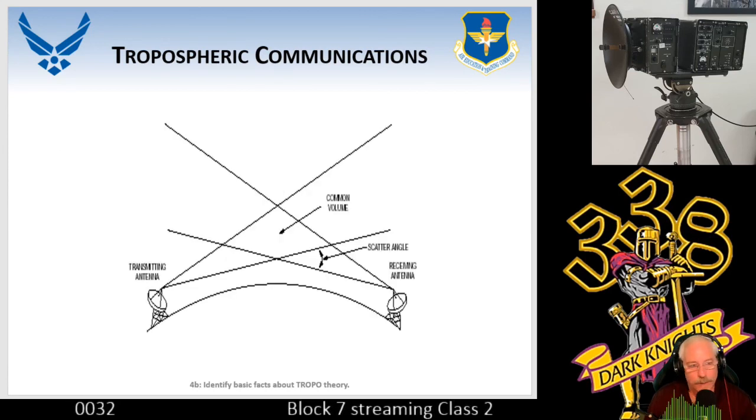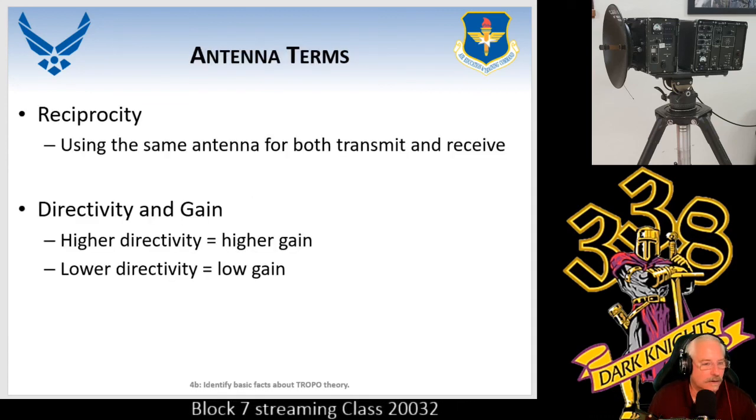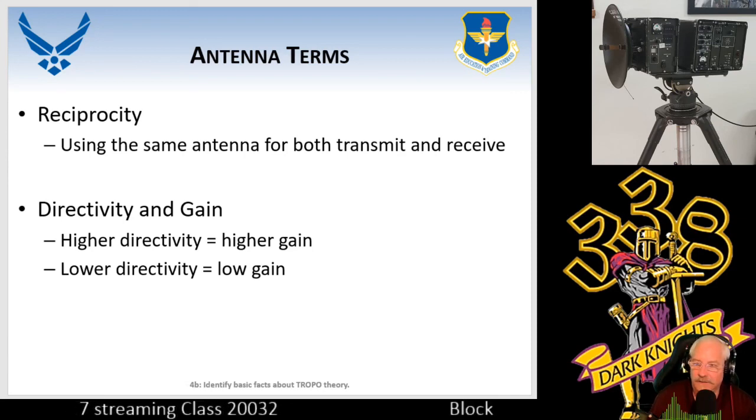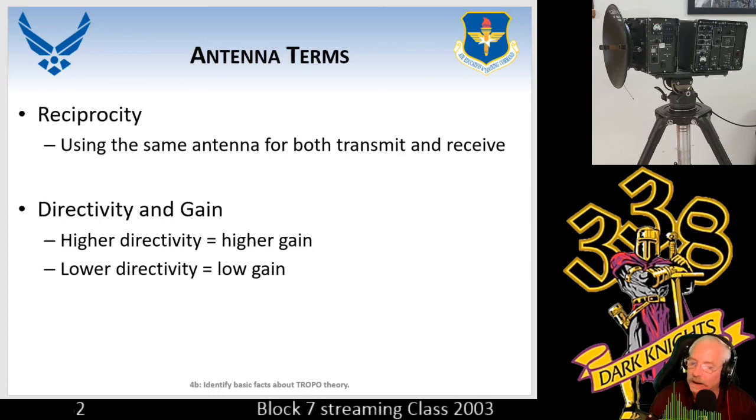We have common volume or scatter volume, and of course it's that little area that gets refracted back down to Earth. We have a couple antenna terms, some of you have seen. Reciprocity: transmit and receive well on the same antenna. Got directivity and gain. Higher directivity, higher the gain. Lower directivity, lower the gain. It's pretty obvious. If you've got an omnidirectional vertical whip antenna, you're going to have pretty low gain. If you've got a Yagi antenna, which focuses everything on the front end, you're going to have some really high gain from it.